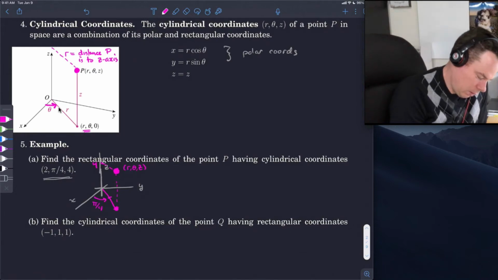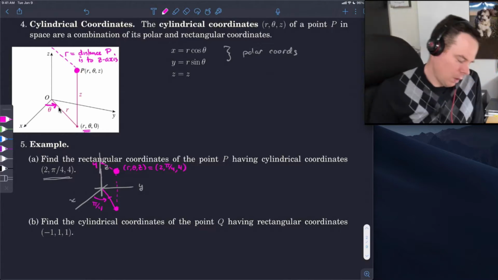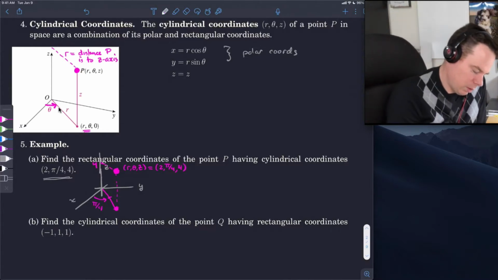So r, theta, z is equal to 2, pi by 4, and 4. And we'd like to find their Cartesian coordinates. So the thing to observe is that we've got the relationship up above. X is equal to r cos theta. Y is equal to r sine theta.